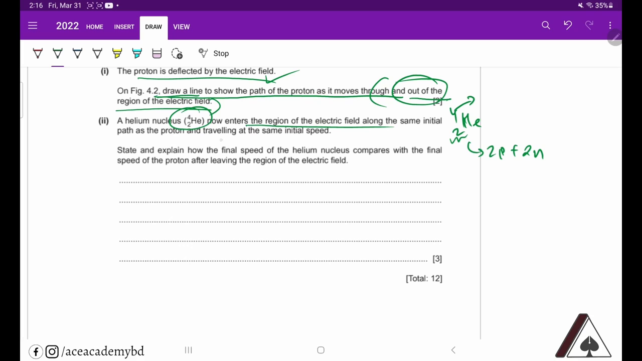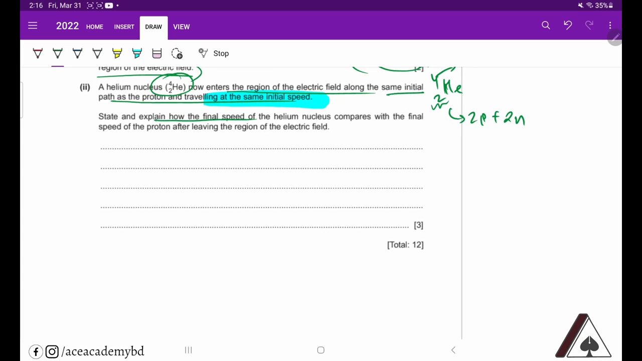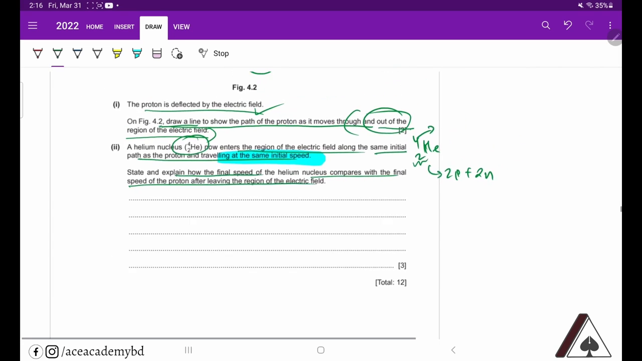Now, the helium nucleus travels along the same initial path as the proton, at the same initial speed. So let's just mark it: it's traveling at the same initial speed. State and explain how the final speed of the helium nucleus compares with the final speed of the proton after leaving the region of the electric field.